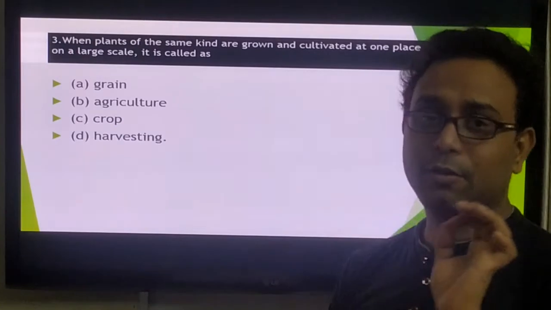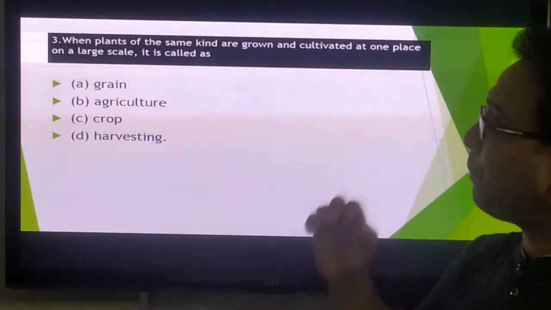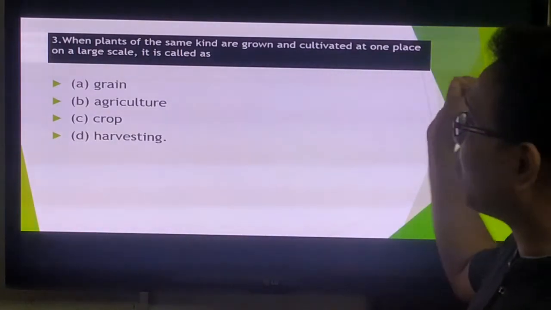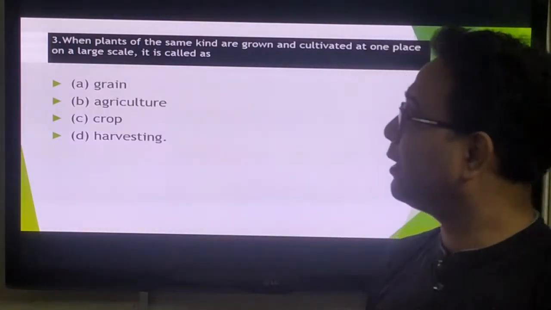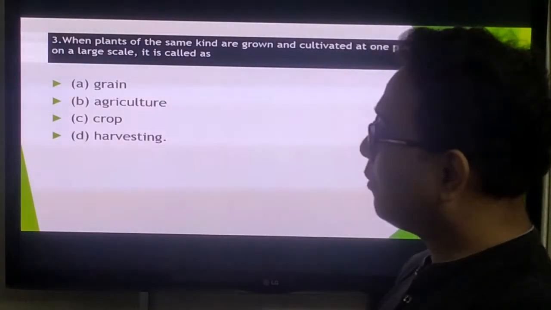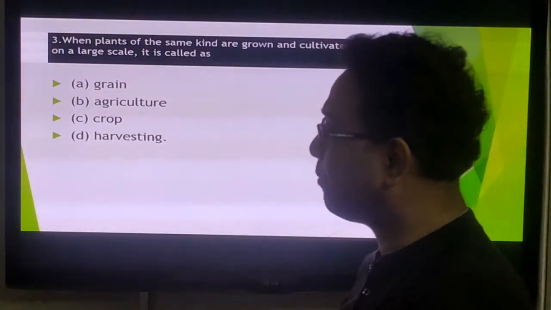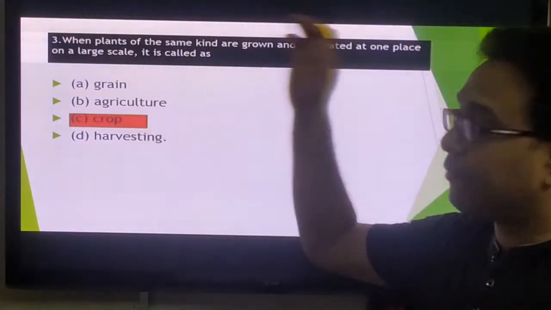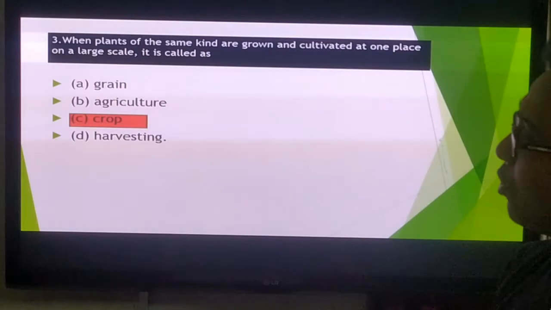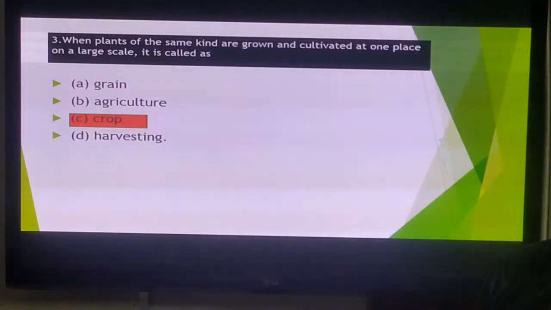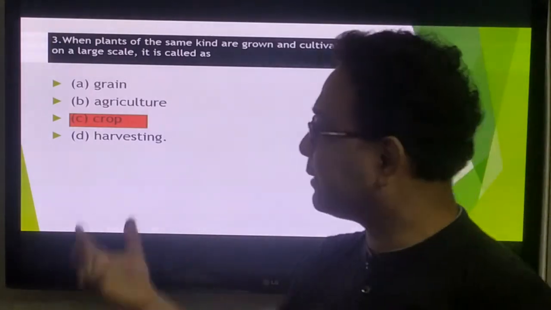Now question number 3. When plants of the same kind are grown and cultivated at one place on a large scale, it is called, which option is the right? Write down 3 A, B, C, D, which one is the right option. 3C is the right option, because when plants of the same kind are grown and cultivated in one place on a large scale, they're defined as a crop.